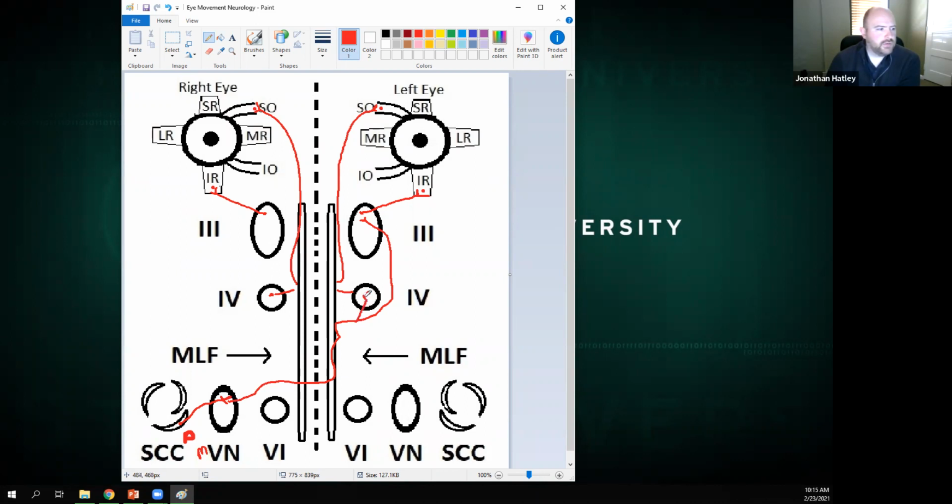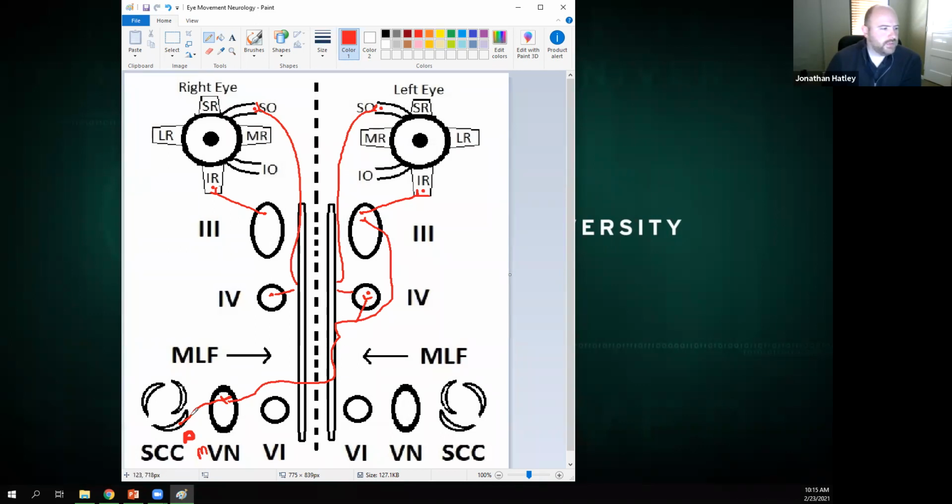Once it gets in the midbrain, it will exit the MLF, and then the nerve itself is going to split into two divisions here. One division is going to innervate the trochlear nucleus on the left side. One is going to continue forward and innervate the oculomotor nucleus, again on the left side. So now we have all of our connections.